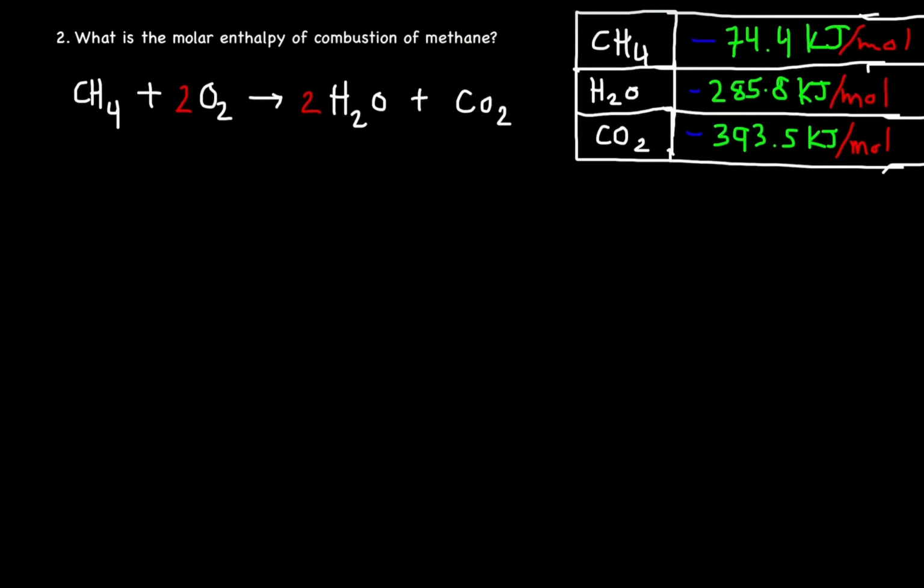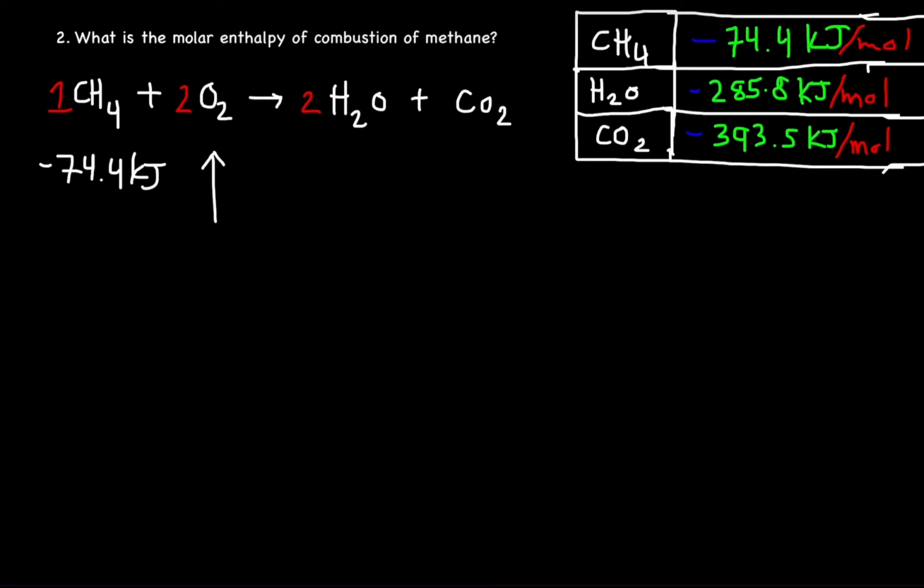Number 2, what is the molar enthalpy of combustion of methane? So here we're given the balanced reaction of methane, and we're also given the standard molar enthalpy of methane, water, and carbon dioxide. Now we need to find the enthalpy change of the reaction. There's exactly 1 mole of methane, so we can just use this number here. This one is going to be negative 74.4 kilojoule, and there's only 1 mole there.